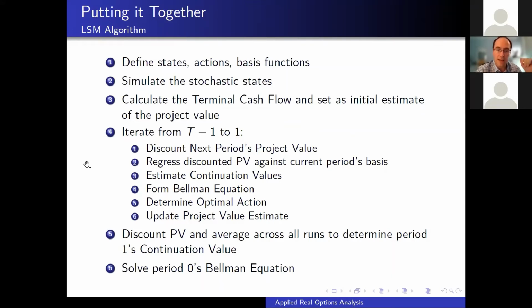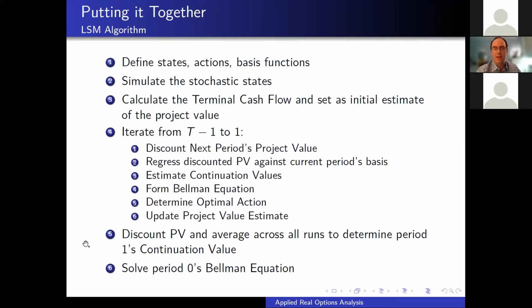We regress against the basis function to find regression coefficients. And then we estimate the continuation value, from which we can form an estimated Bellman equation. We determine the optimal action, and then we update the project value estimates. Again, I know this seems like a lot, but hopefully it will be clear when we get to the model.